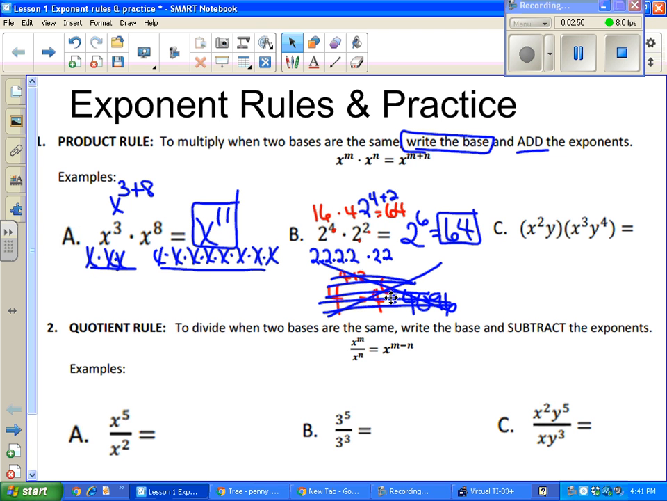Letter C, find your common x's, add exponents, find your y's, add exponents. X to the 2 plus 3, x to the 5th. Y does not have one showing, but we know it has a 1. You know there's one y there. Adding exponents, y to the 5th. X to the 5th, y to the 5th.